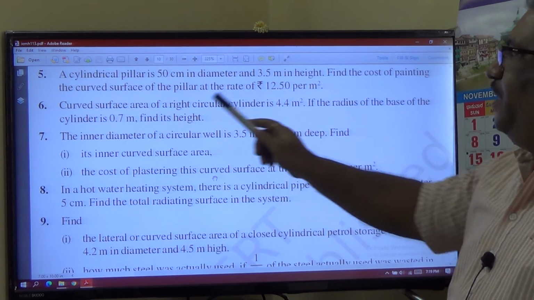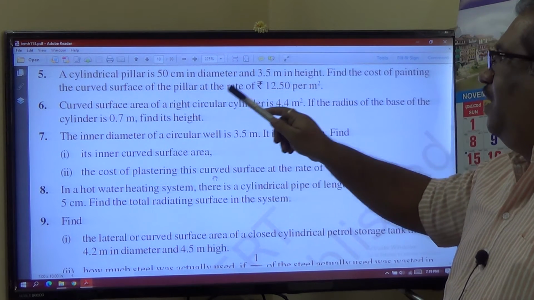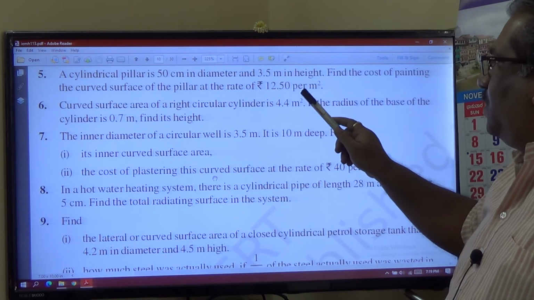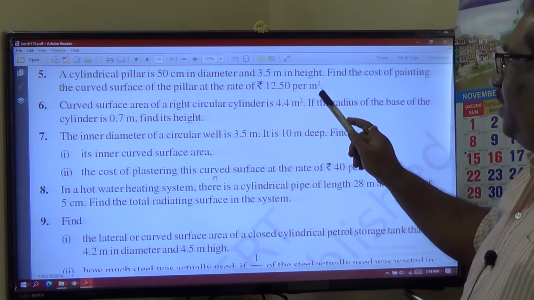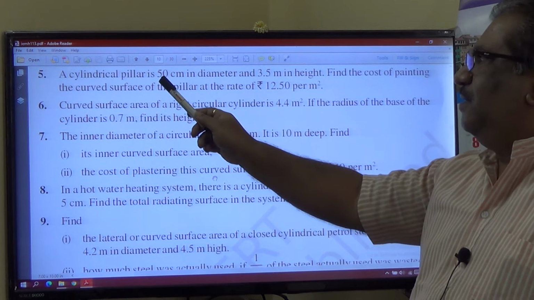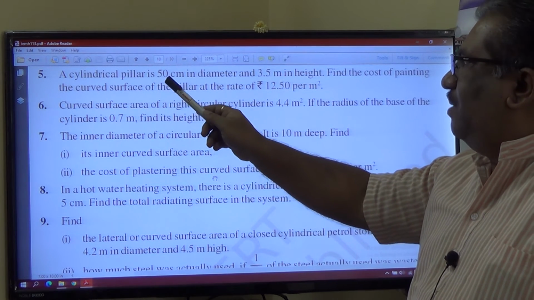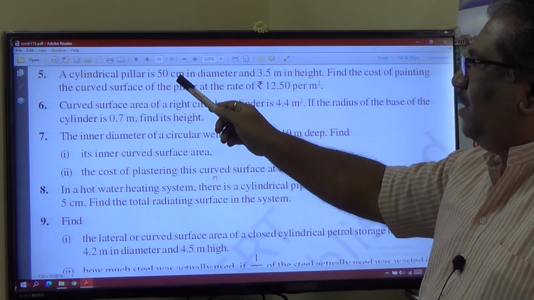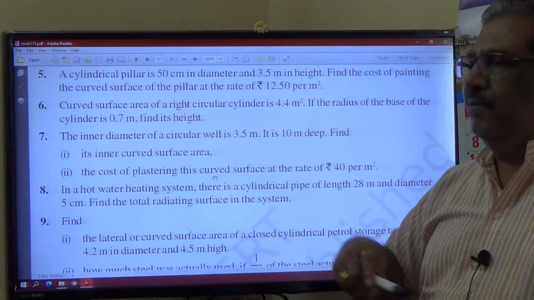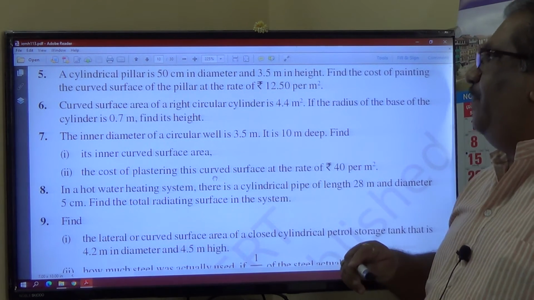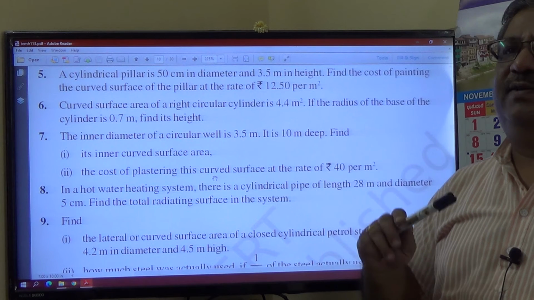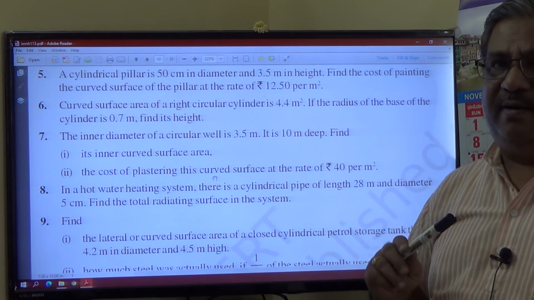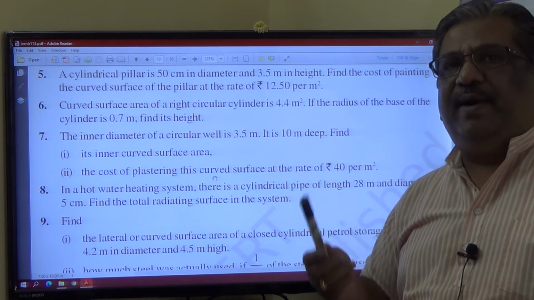Find the cost of painting the curved surface area of the pillar at the rate of rupees 12.5 per square meter. As the rate is given per square meter, I will convert even this centimeter, that is the diameter, in terms of meter, and take it for the calculation. That is more important. By reading the question you should be able to understand what units of measurement should be maintained, whether centimeter or meter, etc.